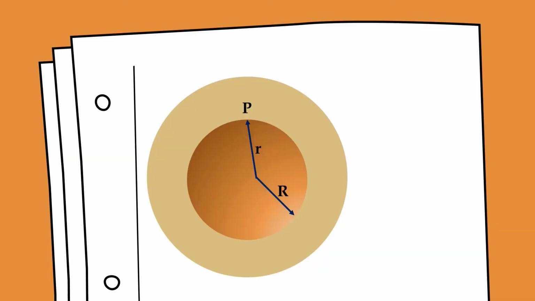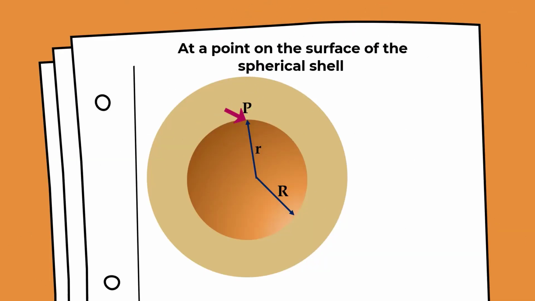If you want to find the electric field at a point on the surface of the spherical shell, we have to substitute small r equals capital R. Therefore, the electric field at any point on the spherical shell is given by E equals Q by 4 pi epsilon 0 R square.